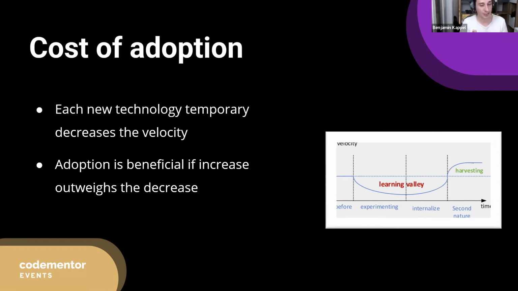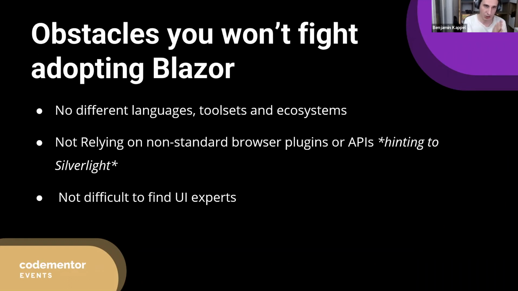And we have a lot of degrees of freedom. For instance, we can say I want to use Blazor for 3 years, so your harvesting period gets bigger, and maybe you can invest more in learning. Or we can think about how, in Blazor, we can shrink the valley, how we can make it so that people need less experimenting and the internalizing goes faster. So what are obstacles you don't have to fight when you're adopting Blazor?